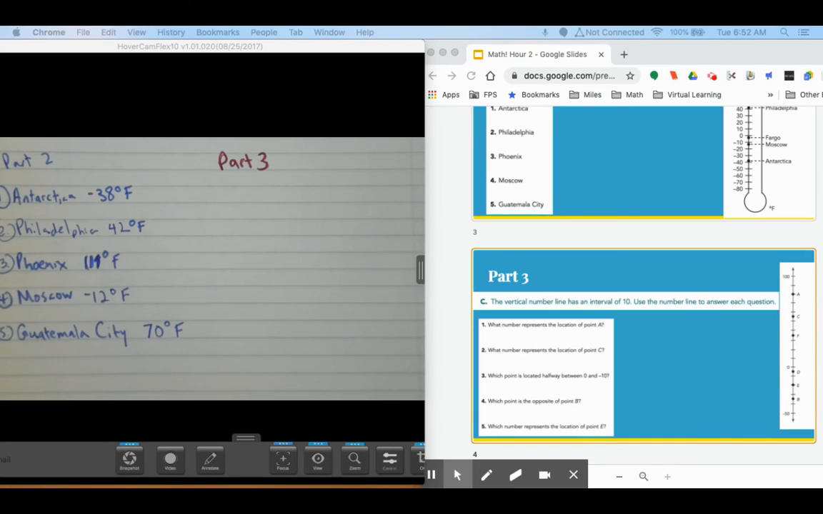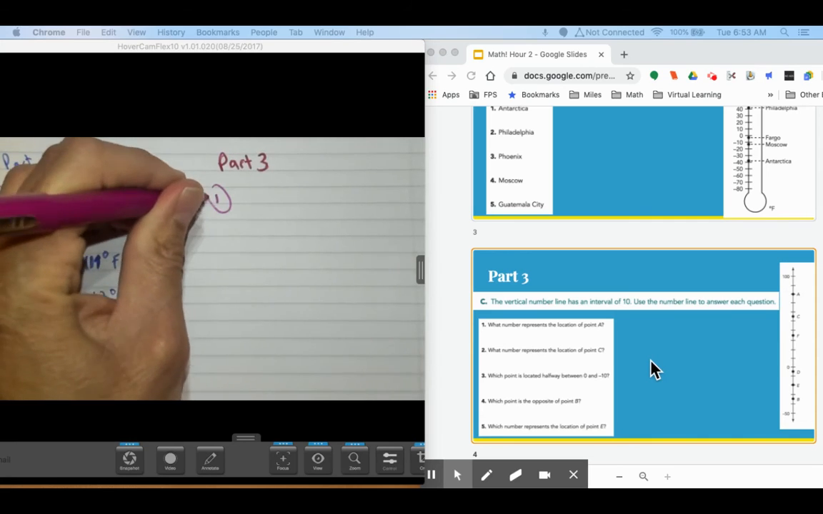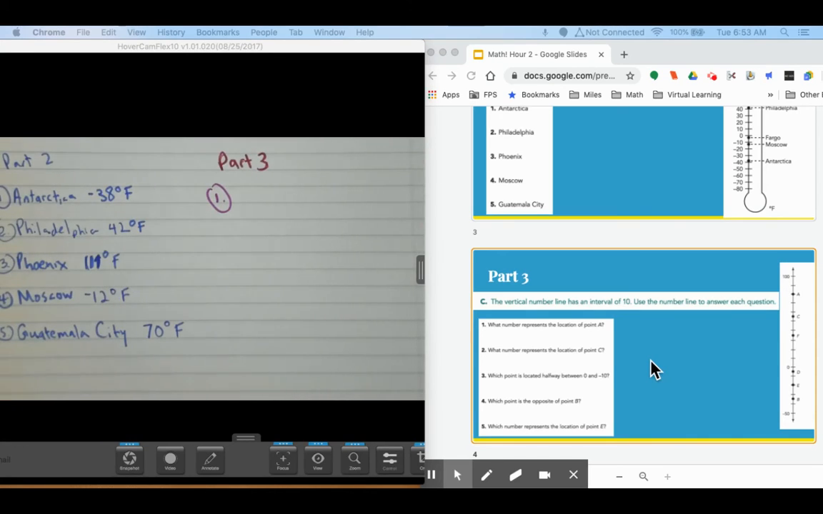All right, part 3, we're looking at a vertical number line. It has an interval of 10. Use the number line to answer each question. So here's 0, here's -50. 0, -10, -20, -30, -40, -50. 0, 10, 20, 30, 40, 50, 60, 70, 80, 90, 100. Okay. Number 1 says, what number represents the location of point A? You should pause it and you should write in your answer.